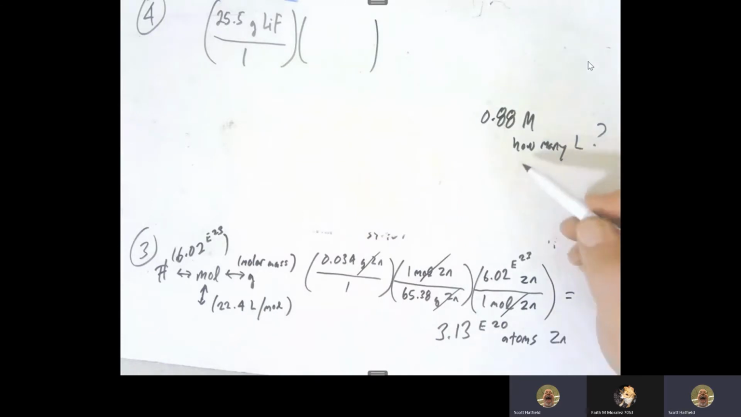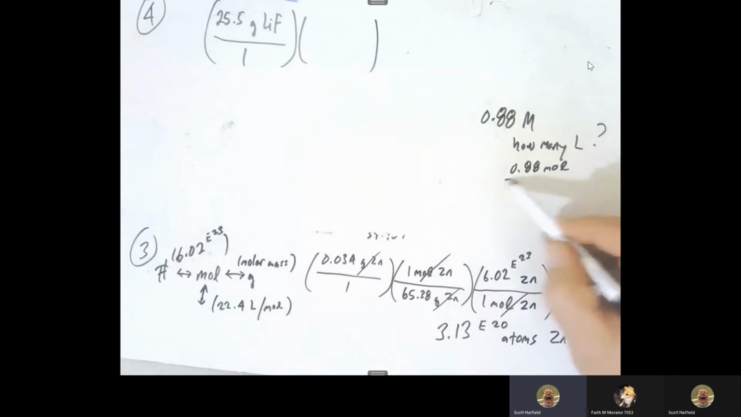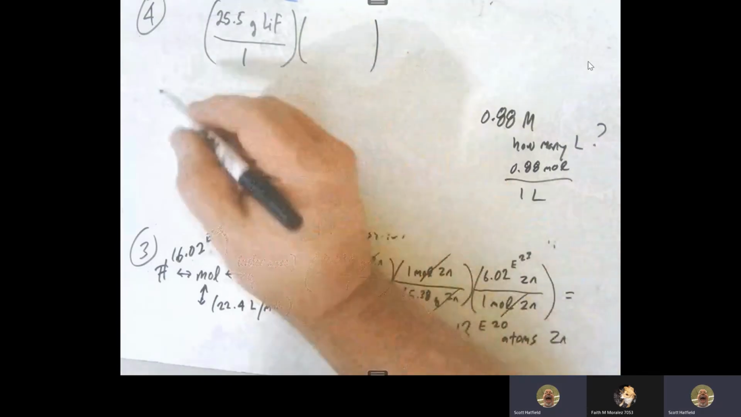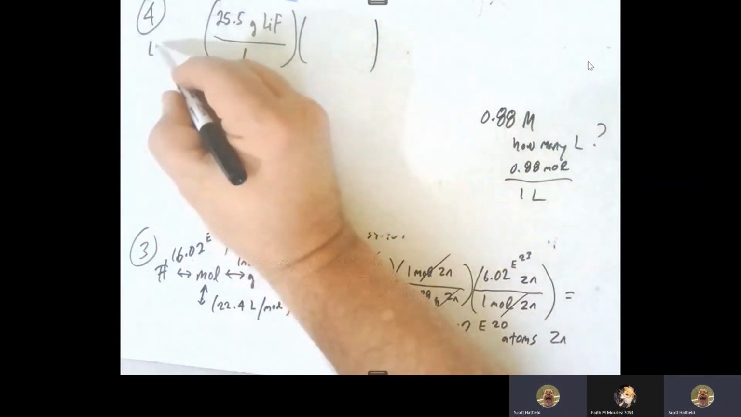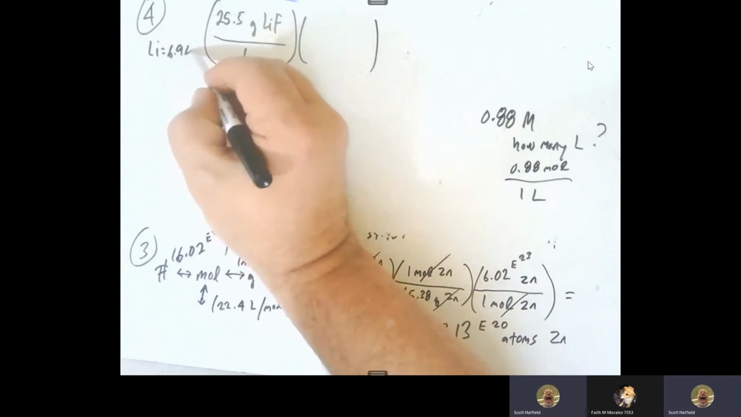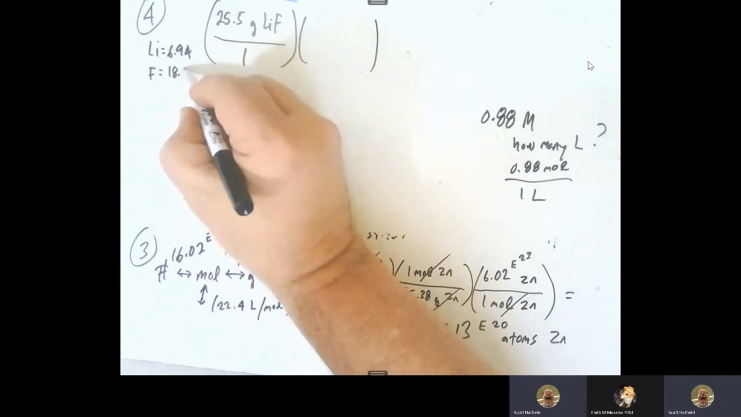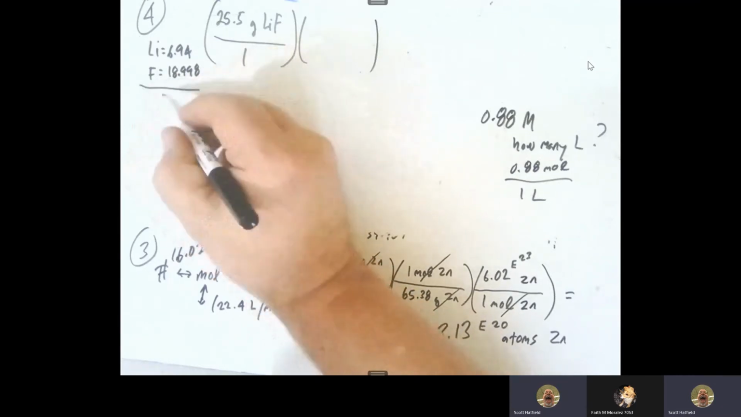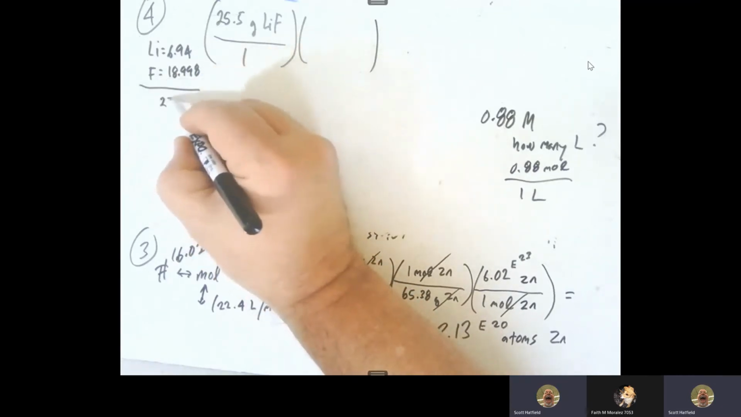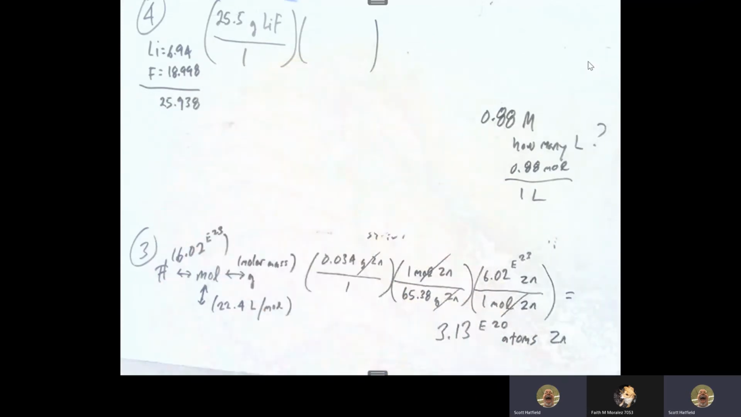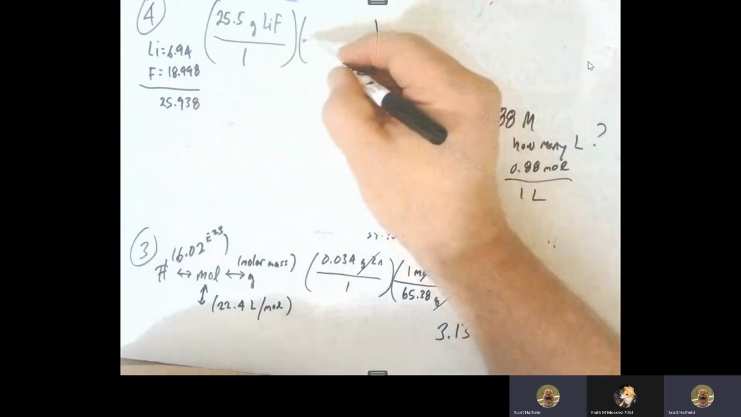If I say 0.88 molarity, that means 0.88 moles for 1 liter. So obviously I somehow have to get to moles. So I'm going to need the molar mass of lithium fluoride. Lithium is 6.94 and fluoride is 18.998. So if we take those two and add them together, the molar mass of lithium fluoride is 25.938. So that's straight from our periodic table.